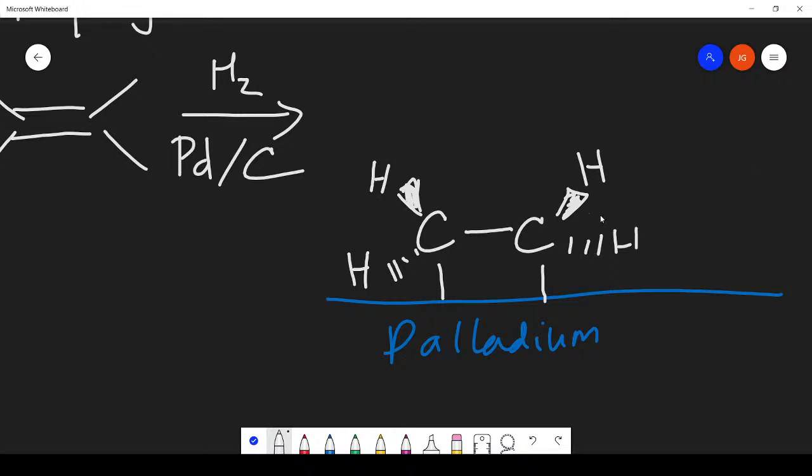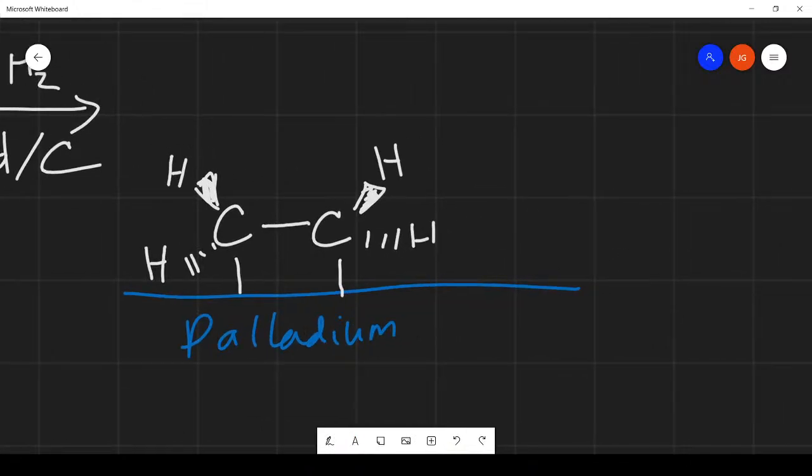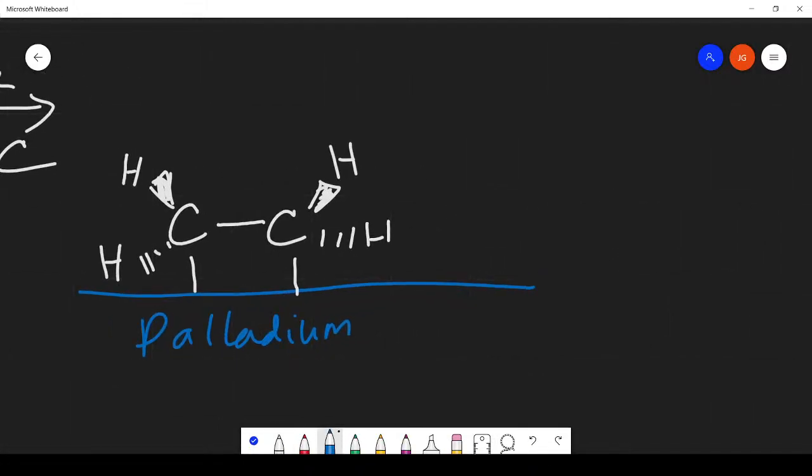And that's going to be important because if you think about it, the bottom half of this molecule is attached to this palladium surface. And so anything that gets added is not going to be able to attack from that bottom side, right? So just something to note here, because my professor really likes to talk about it, and hopefully yours does too, because it's important.